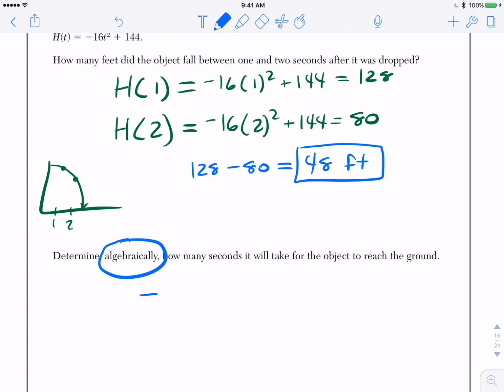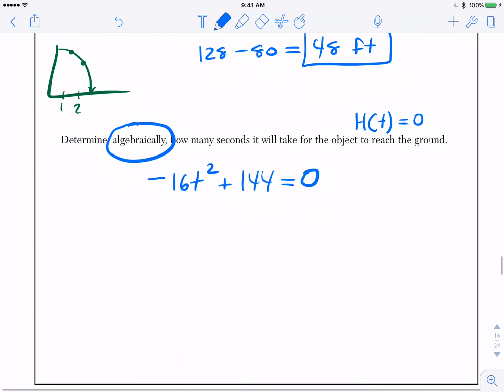So this is going to involve us solving a quadratic. Luckily, there's no plain t term, so this we could just use square roots to solve. And it hits the ground when h of t is equal to 0. In other words, you hit the ground when your height is 0. So we could start by doing that.